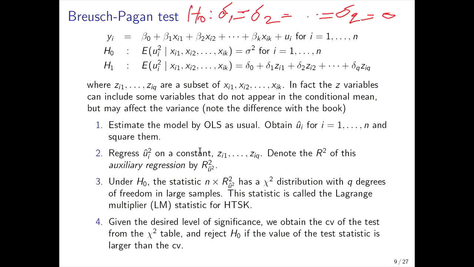Okay, so I'll just go through those steps one more time. Step 1, estimate your linear regression model by OLS and get the OLS residuals ui hat. Step 2, regress ui hat squared on a constant and your z variables, which you have chosen yourself, and get the r squared from that regression. Under the null hypothesis of homoscedasticity, n times the r squared you got at step 2 has a chi-squared distribution with q degrees of freedom. And then, if the sample value of your test statistic exceeds the critical value, and if you're testing at the 5% significance level, the critical value would be the 95th percentile of a chi-squared variable with q degrees of freedom, you reject the null and conclude we have heteroskedastic errors.